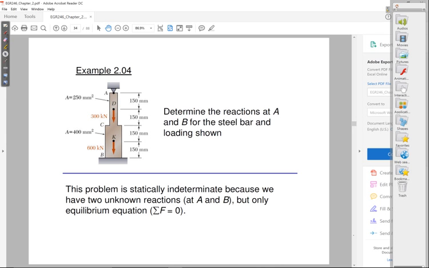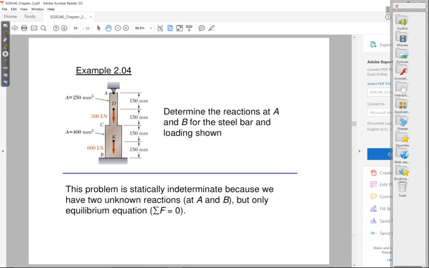If you look at this, it's obvious there are no moments, right? And of course, there are no forces in the x direction. So there are no x reactions and no moment reactions at your supports at A and B. So you've got one equation of equilibrium, namely sum of forces y equal to 0, and you have two unknowns, your y reaction forces at A and B. So one equation to solve for two unknowns.